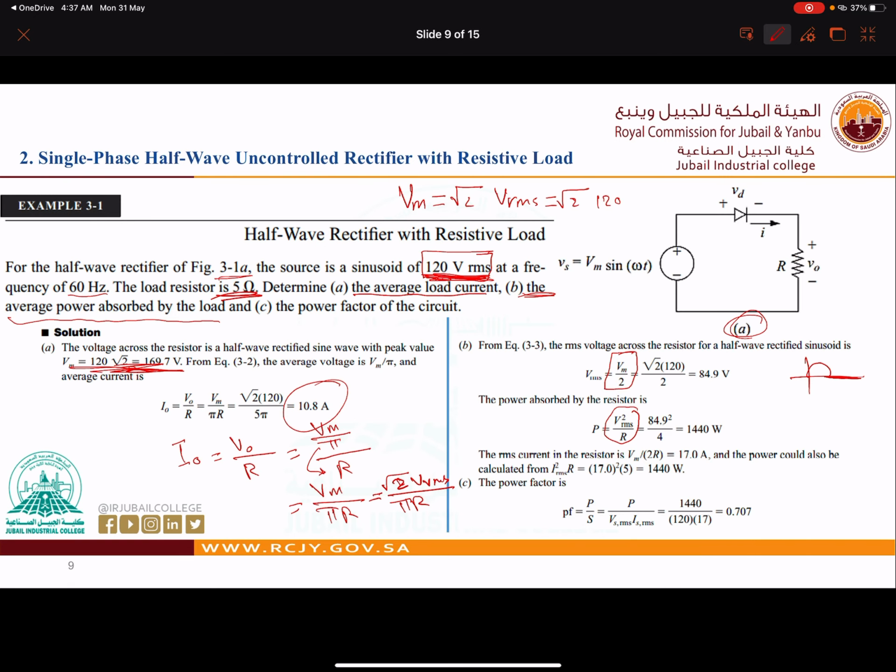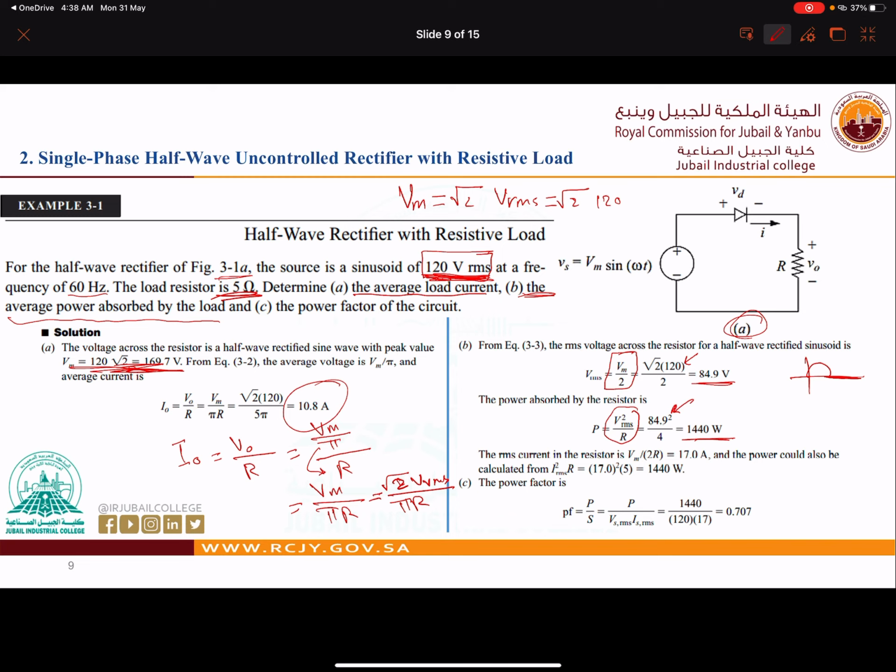V maximum is root 2 multiplied by 120, which is 169.7. Divided by 2, it is 84.9. And we can apply this here, and we will get 1440 watt.